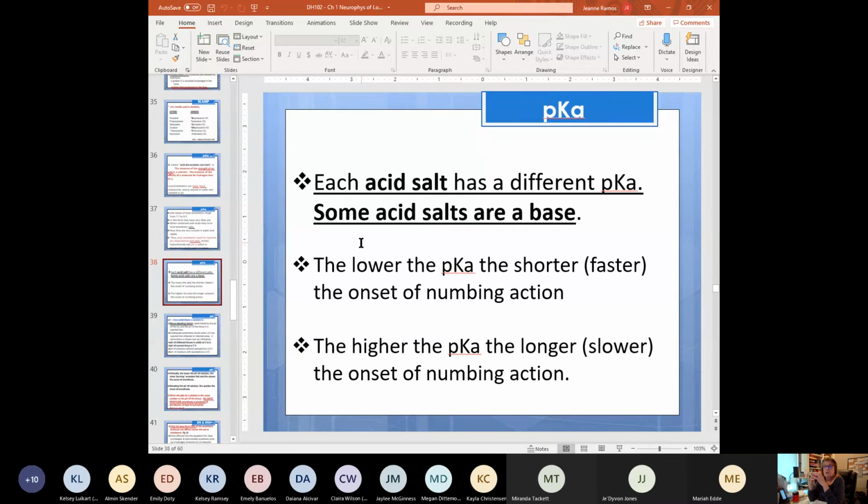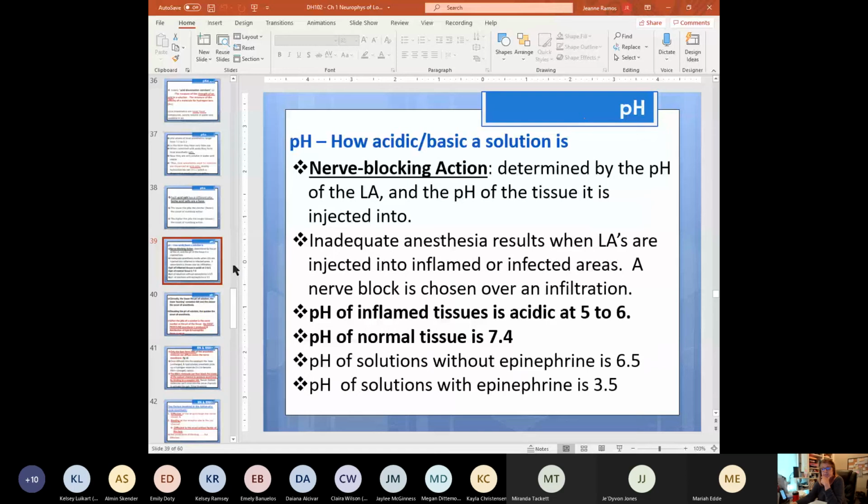So like you said before, the lower the pKa, the shorter the amount of time for the numbing action, or the faster. You could say it either way. That is the onset of numbing action. The higher the pKa, the longer it takes for it to numb, or the slower it takes for it to numb. They phrase it in two different ways. So the pH is different because the pH means how acidic or basic is it. The pKa means what's the strength of the acid. The pH is how acidic or basic is it. So the actual nerve blocking action is determined by the pH in the local anesthetic and the pH of your tissue that it's going into.